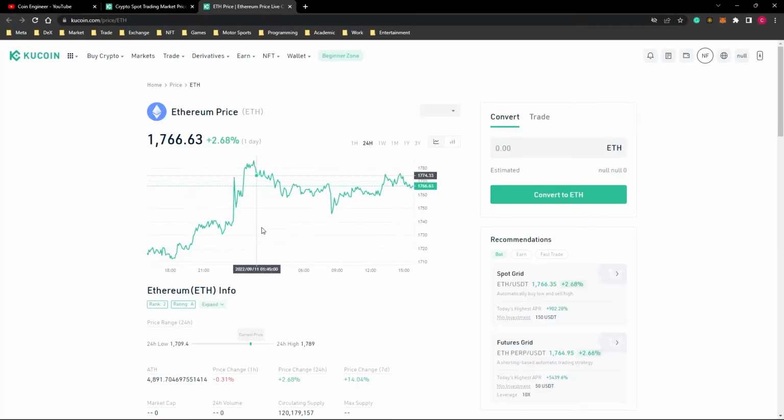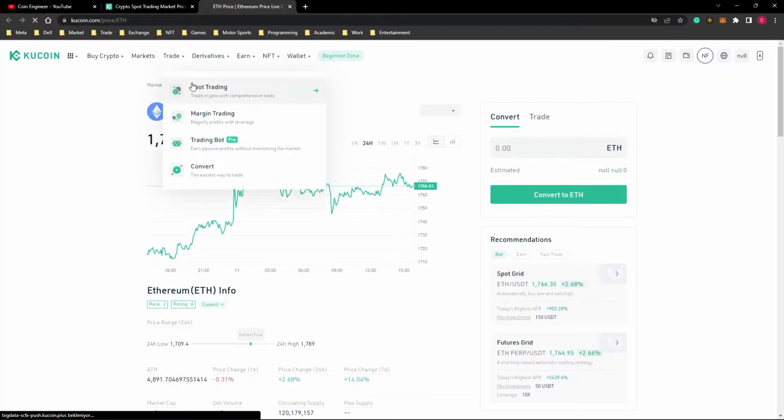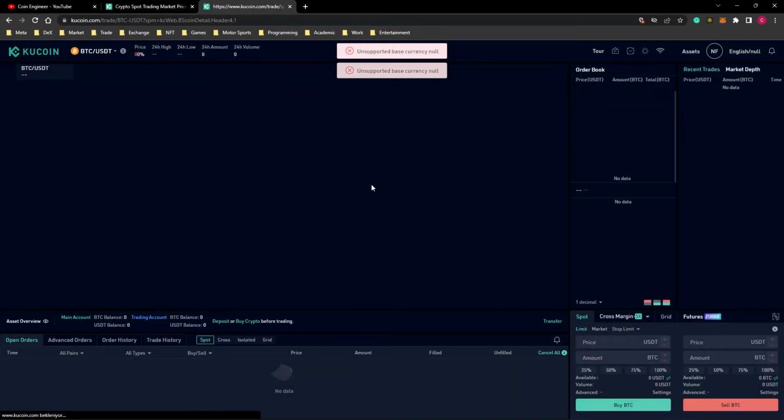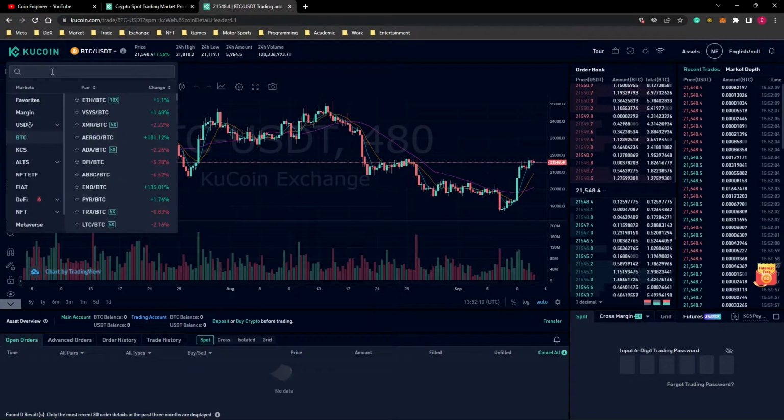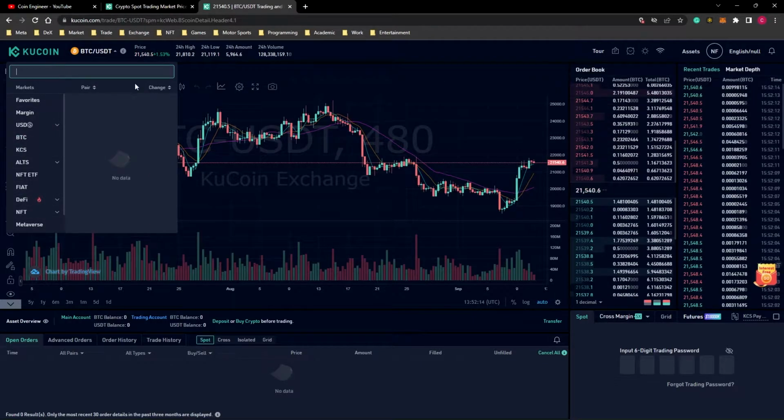Now let's continue our training with spot trading. Spot trading is the safest way of trading compared to margin and futures trading. Spot trade refers to momentary trading at that specific time's market prices. You can't loan money or use leverage in spot trading. Here we have the parity option and you can select which parity you would like to use and then type the coin name in the search box.